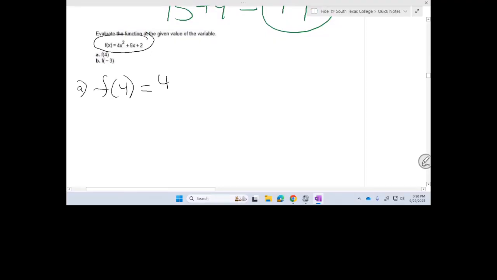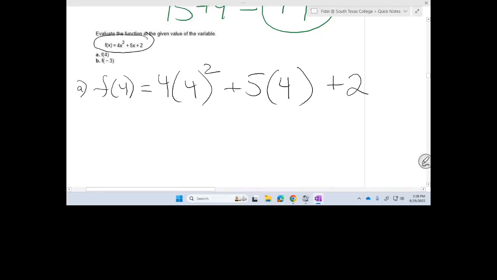So the first thing I see is a 4, and then where my x used to be, y'all, I'm drawing parentheses. I'm going to put my number 4 in there. I'm going to put a square because there's a square right next to it. And then I'm going to put a plus 5 right next to it. I'm going to put parentheses. I'm going to put my number 4 right there. And then I'm going to put a plus 2.